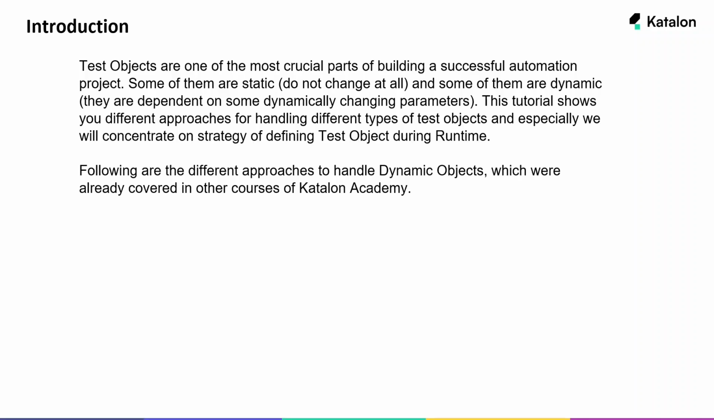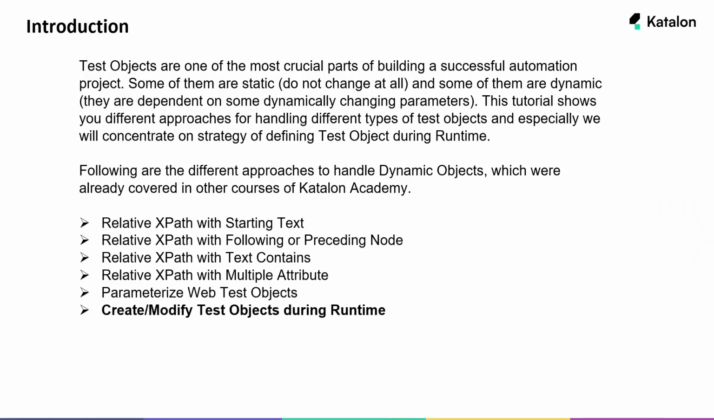So following are the different approaches to handle dynamic objects, which were already covered in other courses of Katalon Academy. I would recommend you guys to refer to those courses for these concepts. Some of them are using relative XPath with starting text and using relative XPath with following or preceding node. You can also use the approach of relative XPath with text contains and relative XPath with multiple attributes.